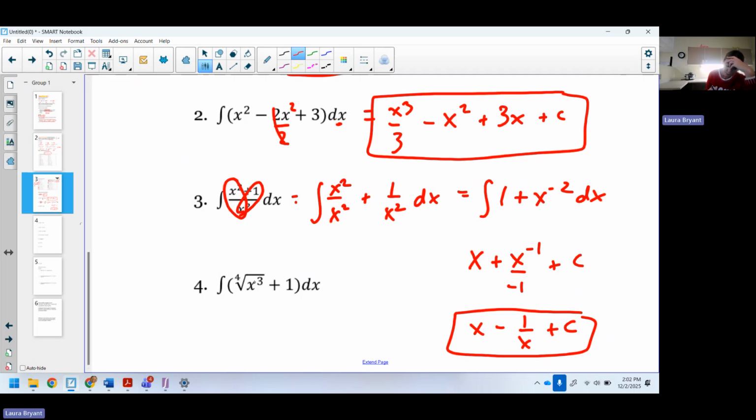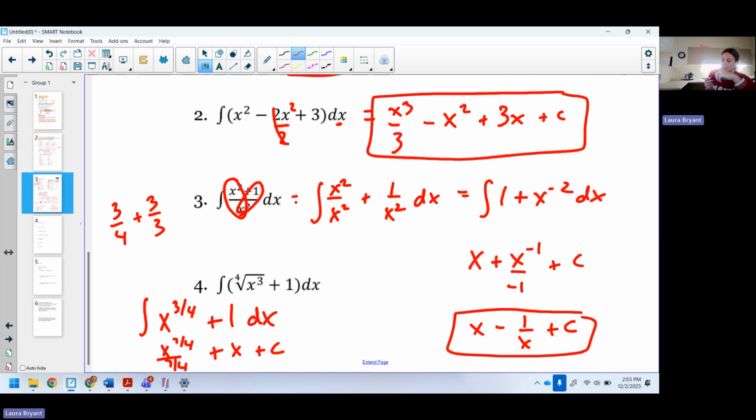And then number 4 has a radical sign in it. So before I integrate, I'm going to change this radical to be an exponent. And then just do the power rule. Add 1 to the power, divide by the new power. And when I go to do 3/4 plus 1, I think of it as 3/4 plus 3/3. So I get x to the 7/4 over 7/4, plus 1 will go plus x.